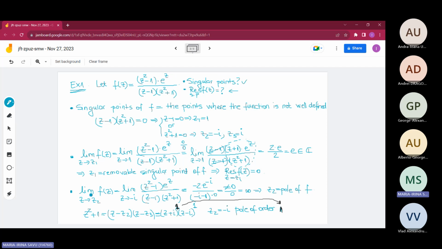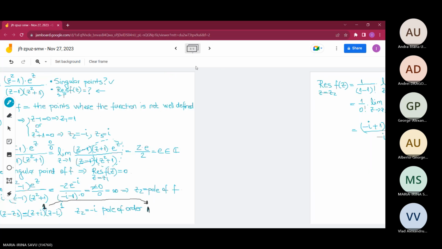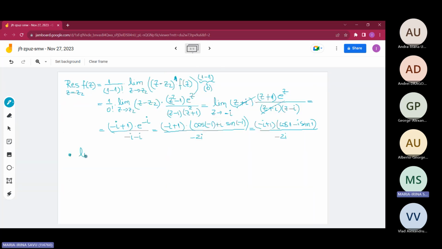So let's compute first the limit when z goes to z3 of f of z in order to find what type of point this one is, and then to compute the residue. So the limit when z goes to z3 of f of z is the limit when z goes to i of, I think, the function without simplification.